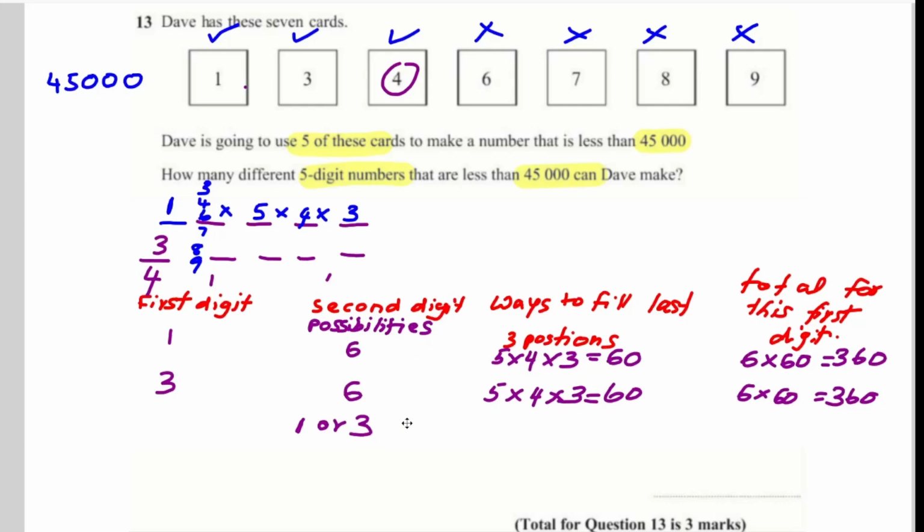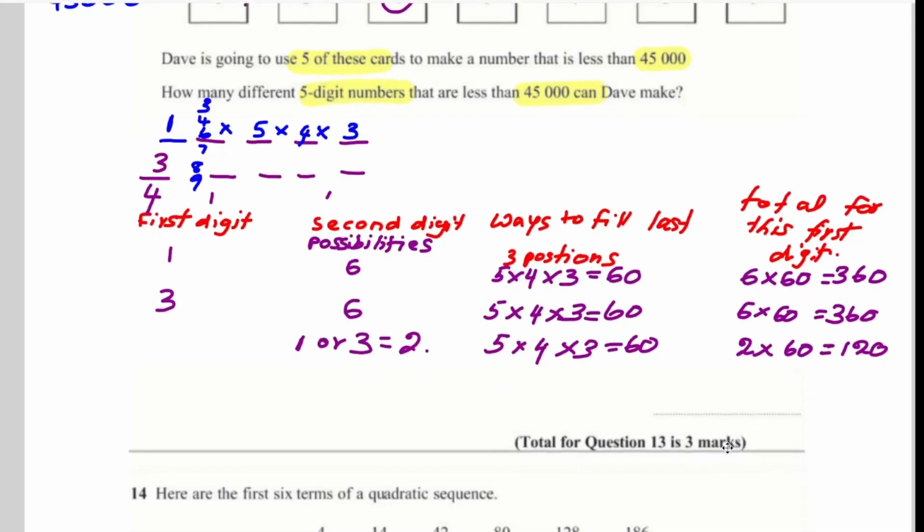Then how many possibilities are there? Only 2 possibilities are available. Here, same way, 5, 4, 3, so 60. Because once we get 1 and 3, we can pick any digits here, and it is still less than 45,000. There are 5 possibilities, 4 possibilities, 3 possibilities. Then here we have 2 possibilities into 60, then 120.